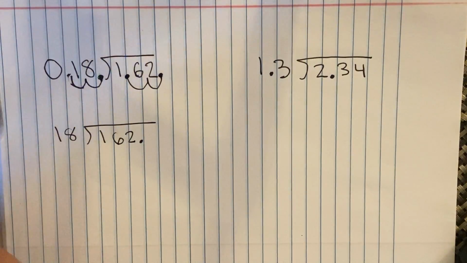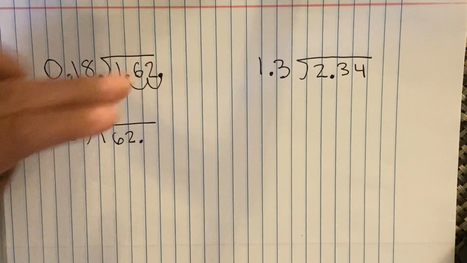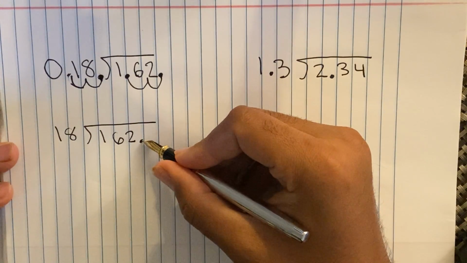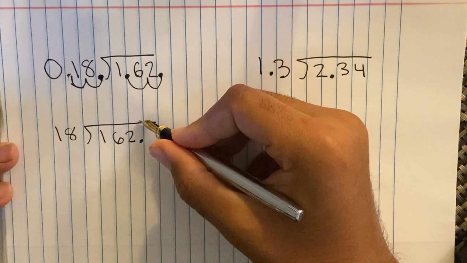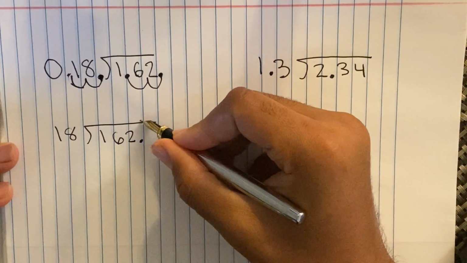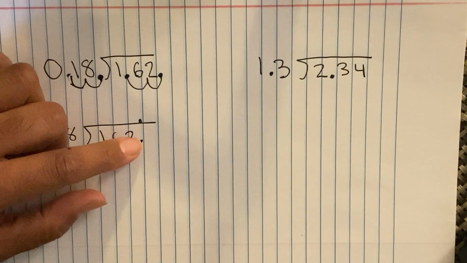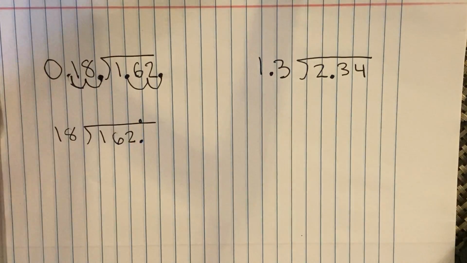Now, after we moved our decimal points, the next thing is to put this decimal straight above it, right? You don't want to move it. You want it to go straight above it. One of my students says he clones the decimal and puts it up there, which is fine, okay? So now we can actually divide.